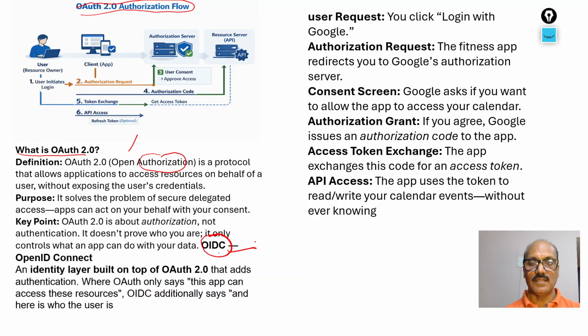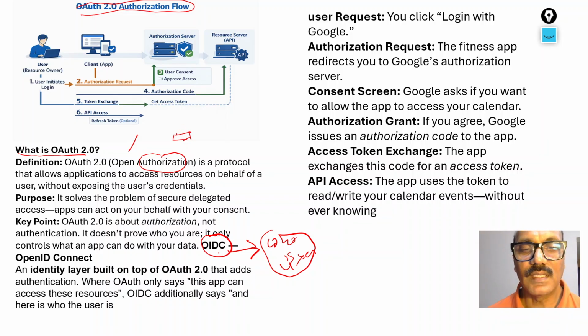Authentication tells who the user is. Authorization is what level of access he has for the application. So that is provided by this one.